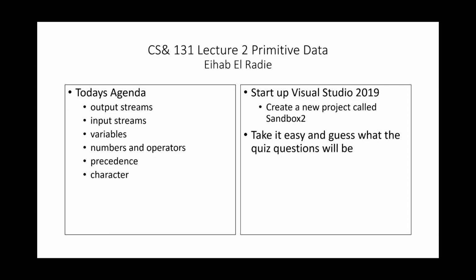Today we are talking about primitive data. In primitive data, we are talking about numbers, characters, Boolean expressions, and Boolean data types. Today's agenda: we are going to talk about output streams, input streams, variables, numbers and operators, precedence, and characters.